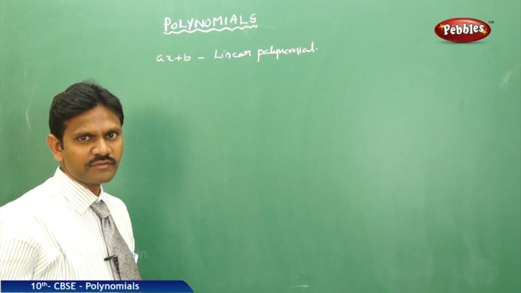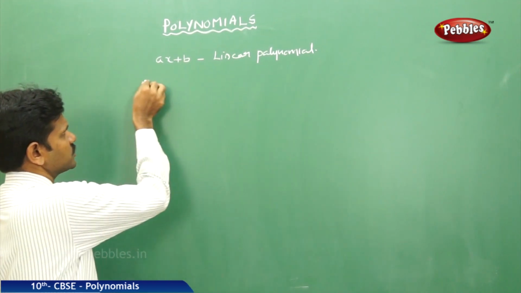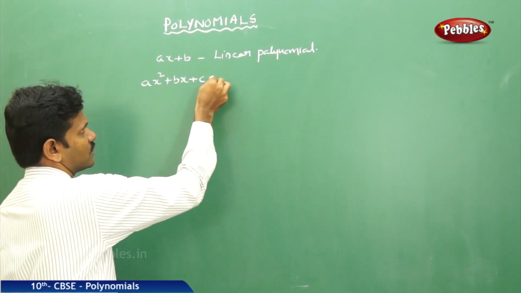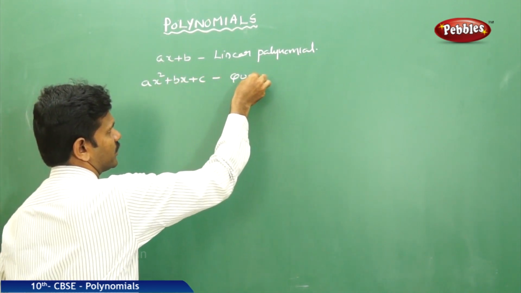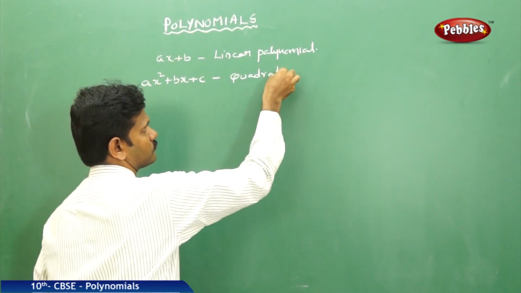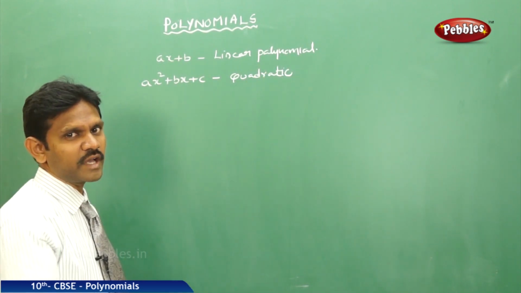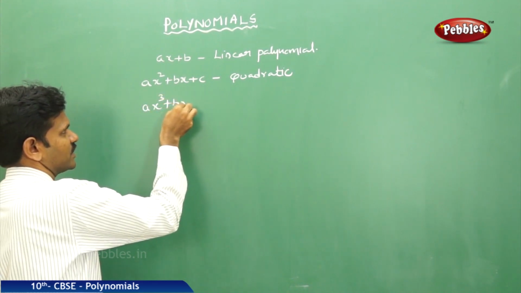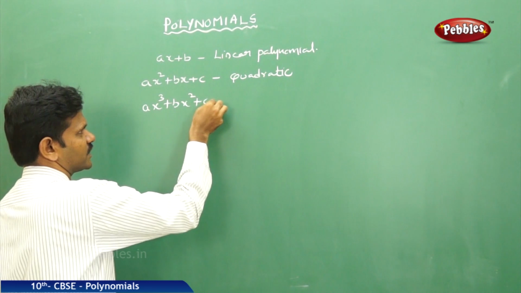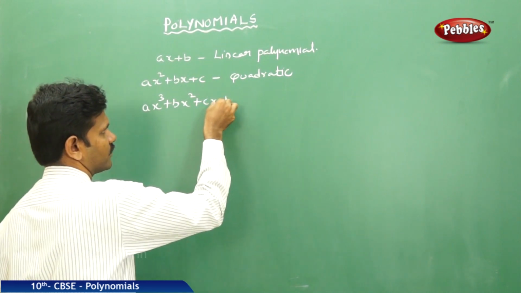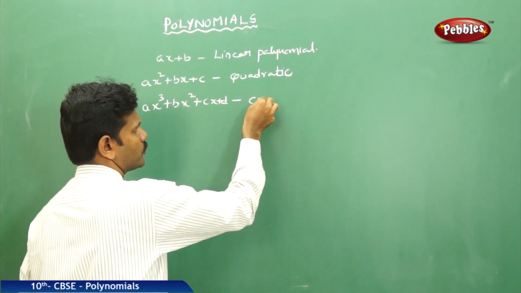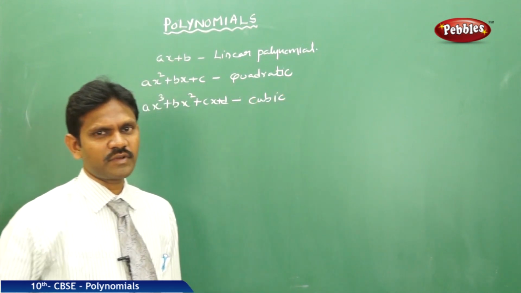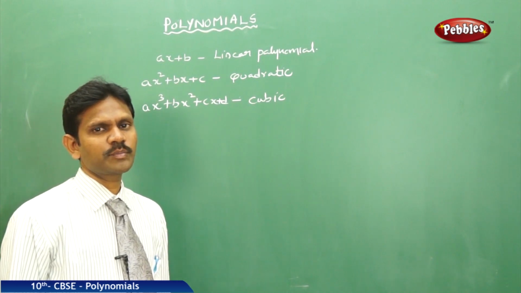Next, if the degree of the polynomial is 2, that is the highest degree, ax square plus bx plus c is called quadratic. And if the highest degree is 3, that is ax cube plus bx square plus cx plus d, it is called a cubic polynomial, and so on. What we understand from this is the highest degree of the polynomial.